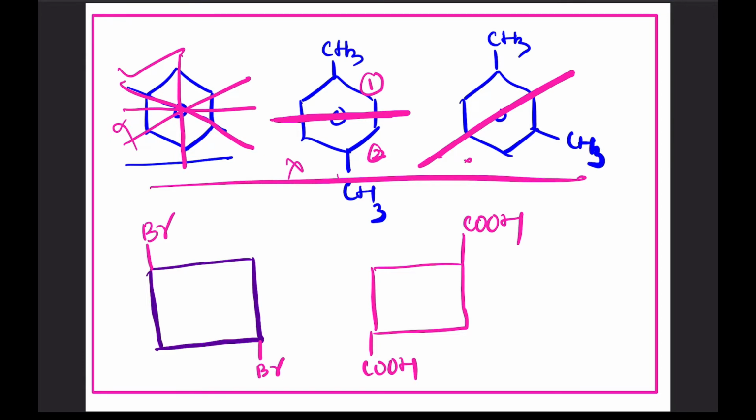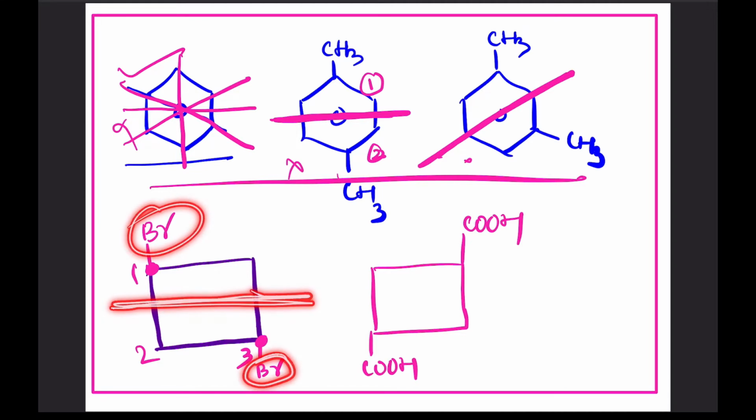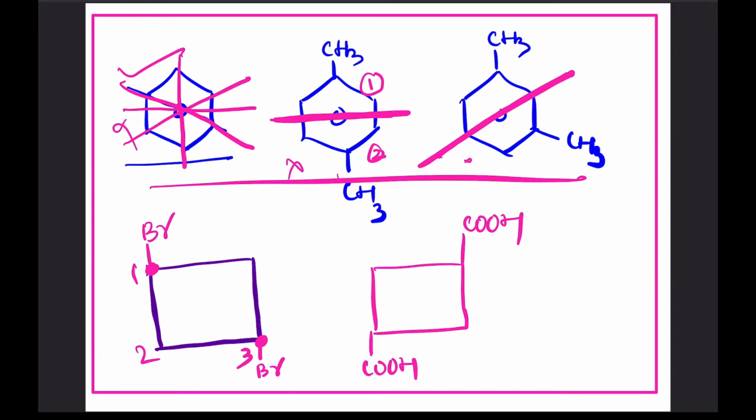Let's say we have taken 1,3-dibromocyclobutane. So this is the chiral center. This is also a chiral center. But if we cut the molecule into two equal halves, let's say here, this bromine is above the plane and this bromine is below the plane. This is not a plane of symmetry. If I cut from here also, I'll get the same thing.